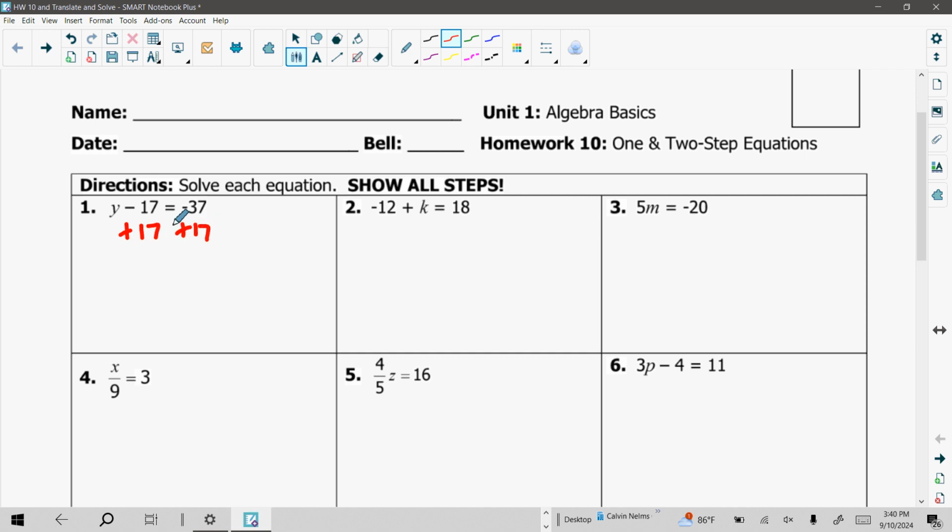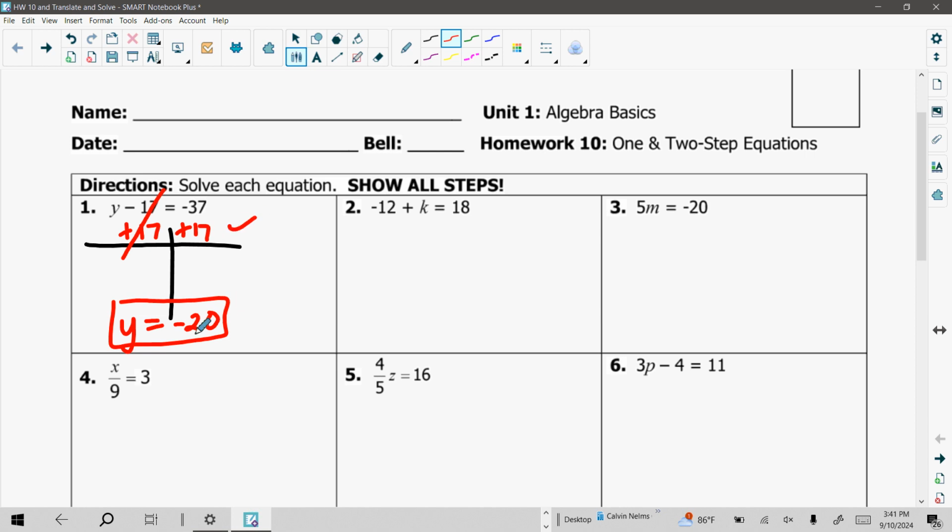So remember, whatever we write on one side of the equal sign, this is like a balance beam. Whatever we write on one side, we have to write on the other. And so this negative 17 constant cancels. And so our final answer is y equals negative 37 plus 17, which is negative 20. Okay, so it's just one step that I have to use to solve it.